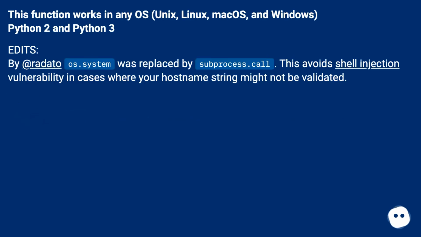This function works in any OS: Unix, Linux, macOS, and Windows, Python 2 and Python 3. Edits: via @PerrPlet, os.system was replaced by subprocess.call. This avoids shell injection vulnerability in cases where your hostname string might not be validated.